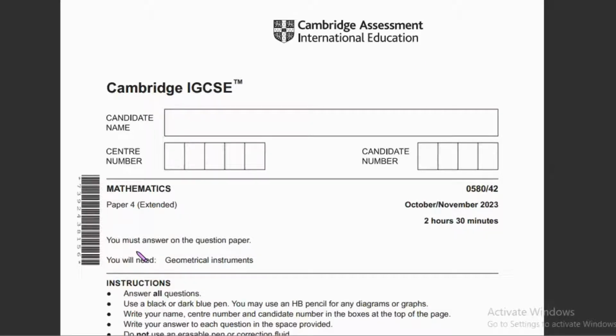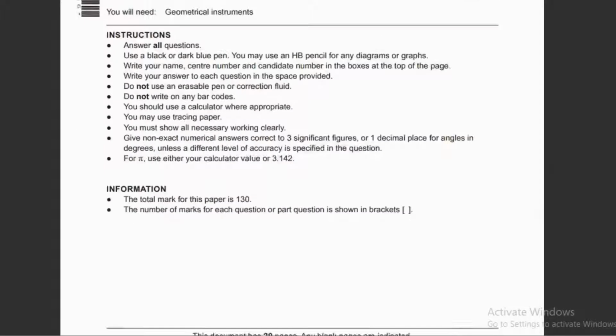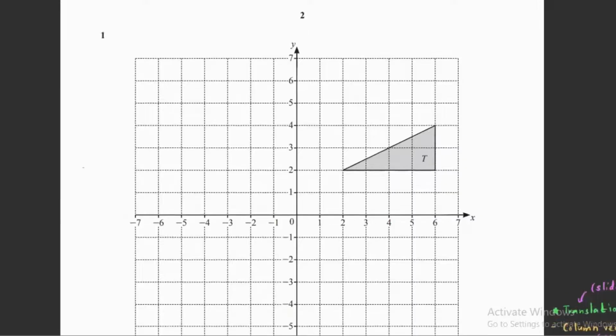Hi, we will now discuss paper 4 of variant 2 in 2023 October-November series. Let's get started with the first question that we have here. So the first question is a question related to transformations.